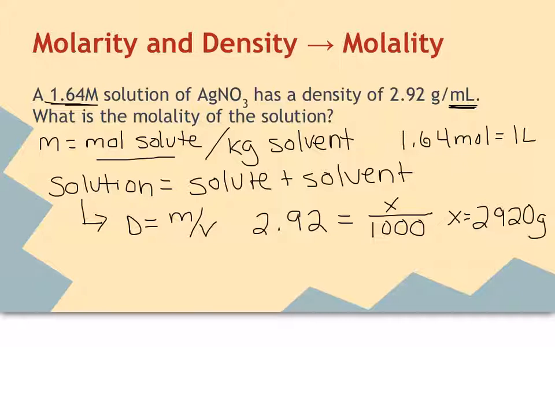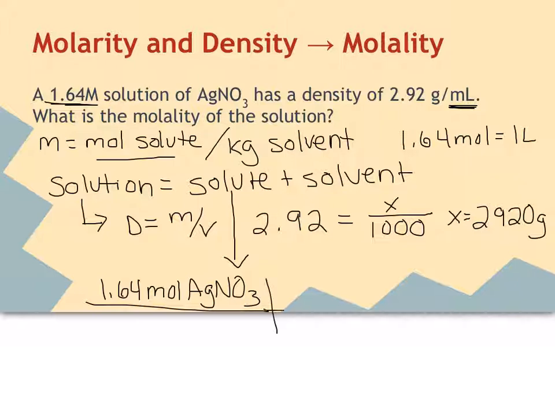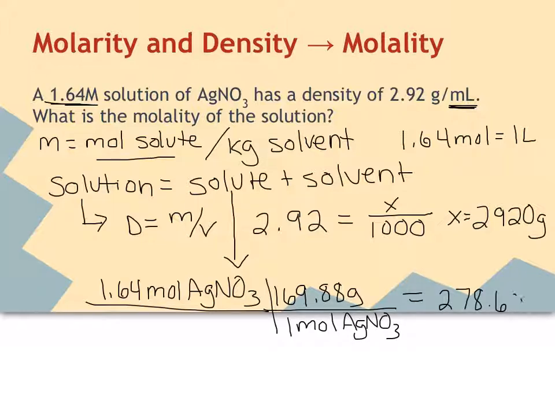Can I find the solute? Absolutely. Here's where we go with solute. So now we know that we have 1.64 moles AgNO3. I can take that to grams with a simple mole conversion. 1 mole of silver nitrate: I would look on my periodic table and say silver is 107.87, nitrogen's 14.01, oxygen's 16. I do the math. I end up with 169.88 grams per mole. And when I do that, it comes out to 278.6 grams of silver nitrate.